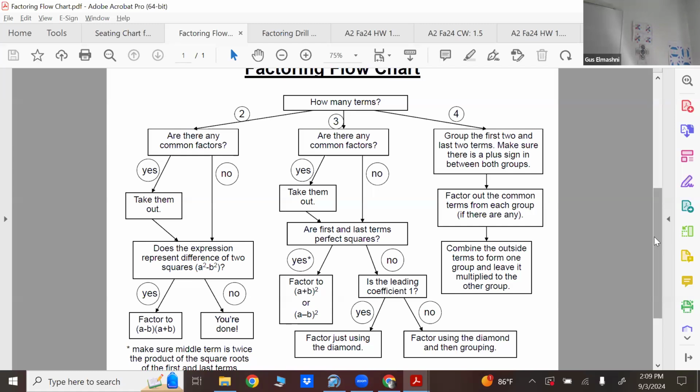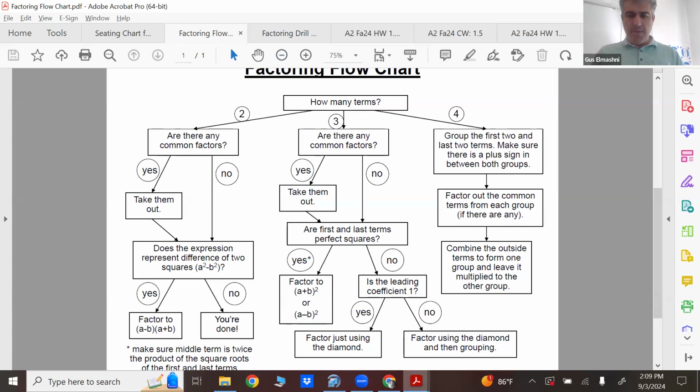We talked about that in CPM, geometry, or like Algebra 1 in middle school here. We can do that again. Or if it's not 1, you have to do the diamond with a box, which we'll talk about in a little bit. I call it grouping, same thing.